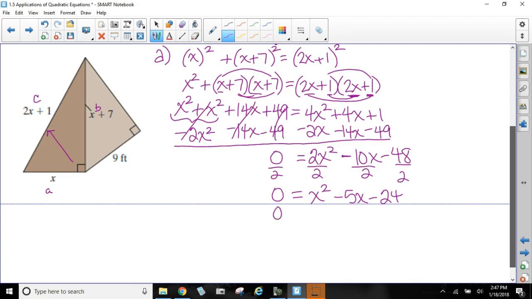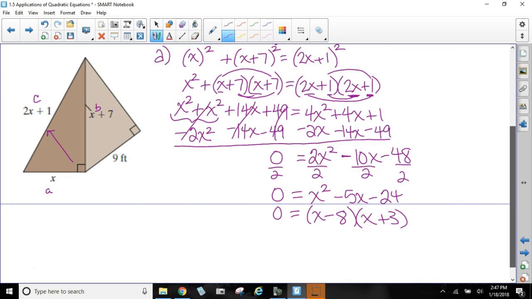But I think the most efficient way to solve this quadratic equation is to unFOIL this. Now the two numbers that multiply to give me negative 24 but combine to give me negative 5 are the negative 8 and the positive 3. If you want to pause the video now and mentally FOIL that out, you sure can.